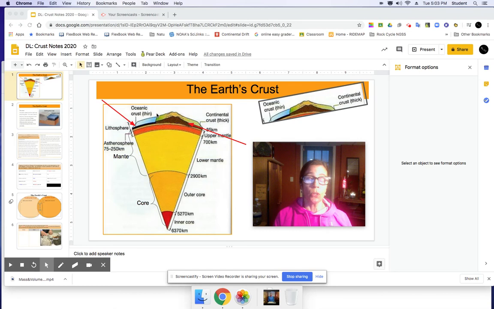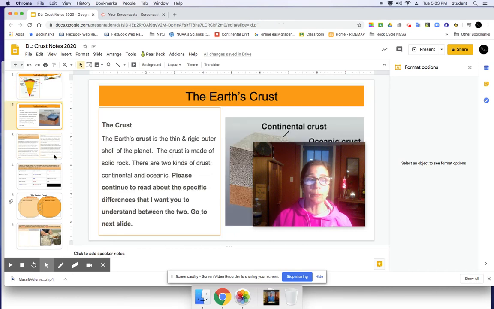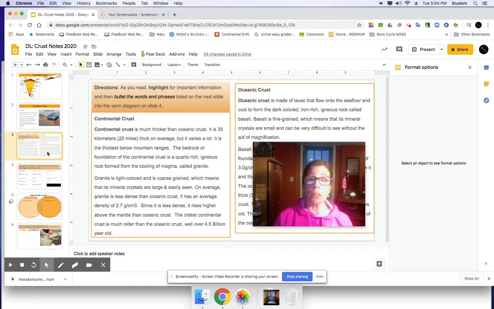So very swiftly, I'll take you through some easy directions. Each of you will receive a copy of the slideshow that just highlights the crust. Please work your way through the slides. When you get to slide number 3 in particular, this is where you're going to be reading some more information about the continental versus the oceanic crust. Read my directions. They read in pretty clearly.